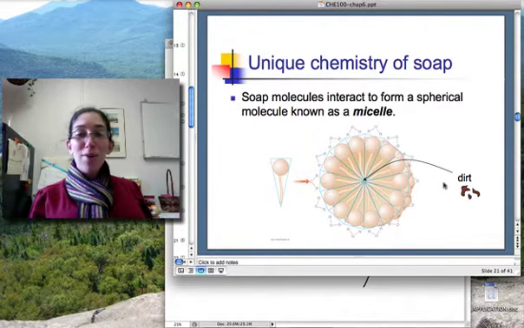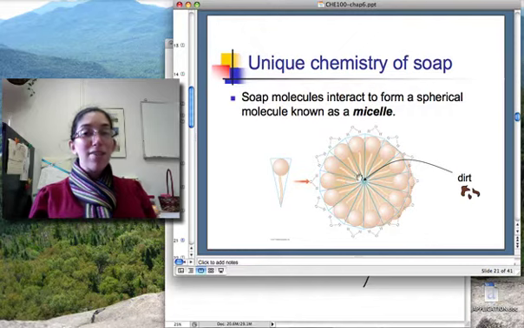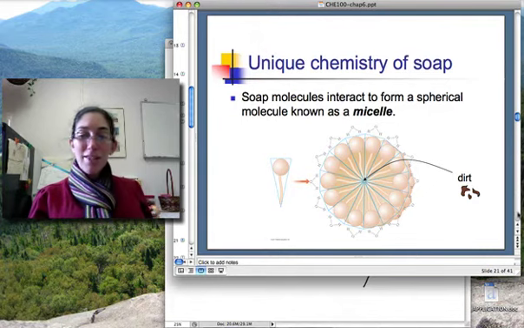So that's how soap helps to remove grease and wash it away in water, because it actually traps the grease inside these spheres of soap molecules. Okay, it's pretty cool.